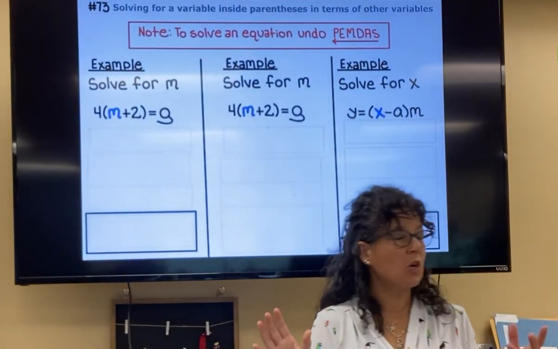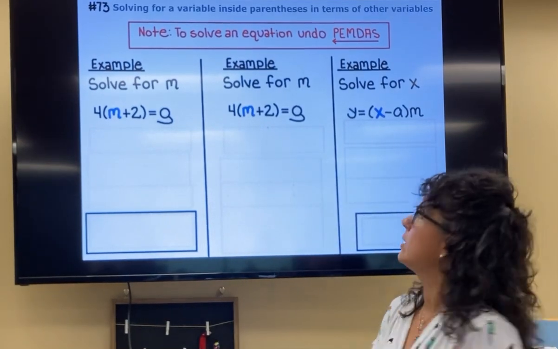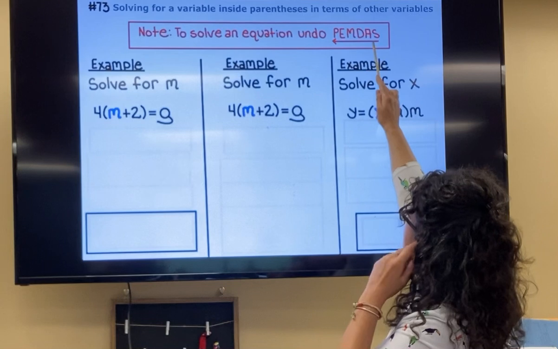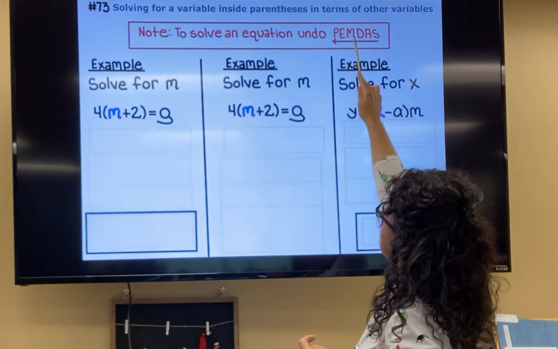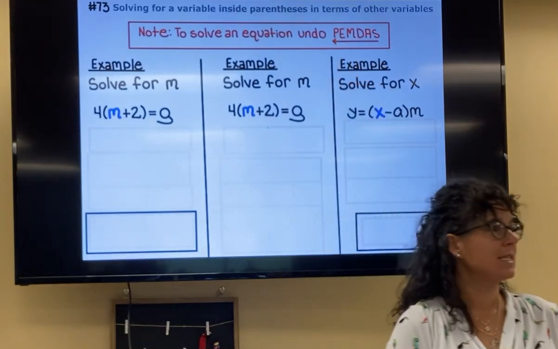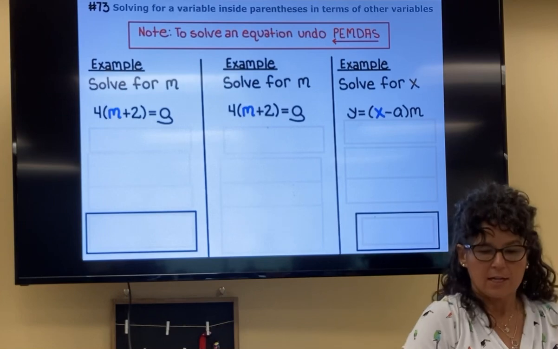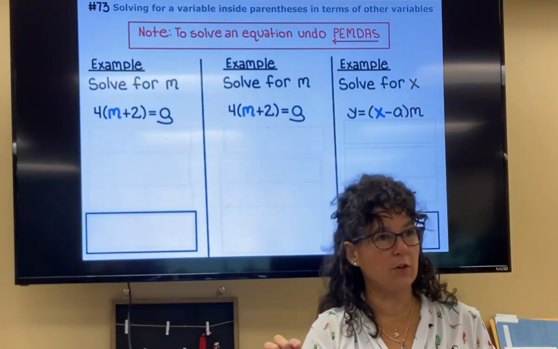Remember, when you're solving an equation, you're undoing PEMDAS. And so if you're undoing PEMDAS, I want to get rid of addition and subtraction first. Then I want to get rid of multiplication and division, get rid of exponents, and then worry about what's inside parentheses. If you stay focused on that, I think these ones will go faster for you.